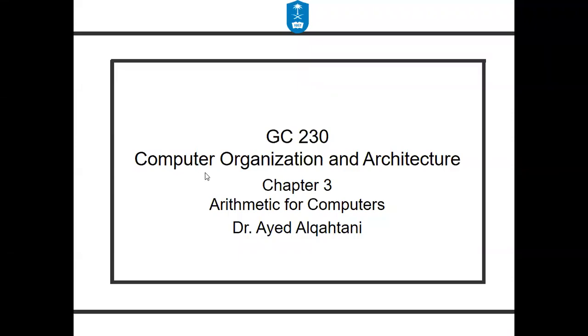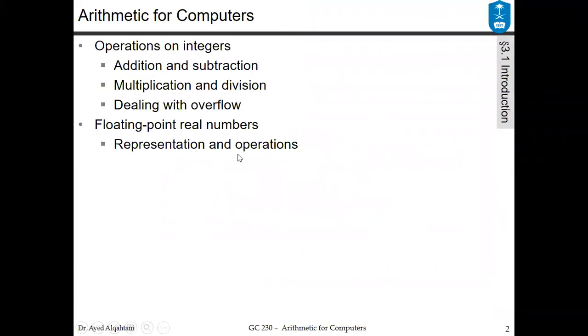This is Computer Organization and Architecture course. And today in Chapter 3, we will discuss arithmetic for computers. So we will check the operation on integers. We will talk about the addition of binary numbers, the subtraction of binary numbers, multiplication and divisions as well. And then we will talk about dealing with overflow.